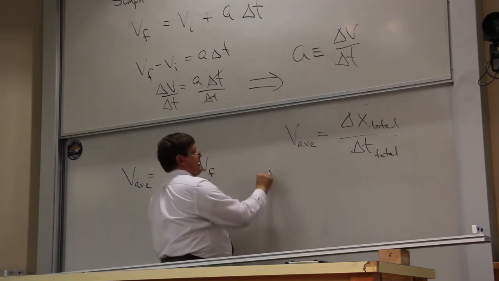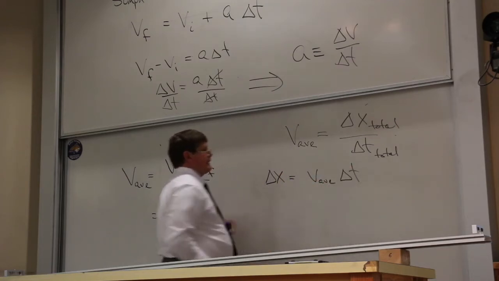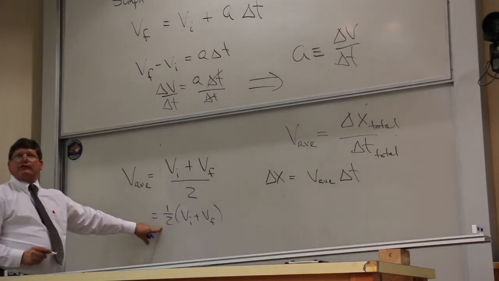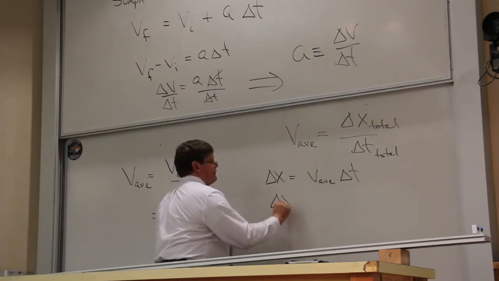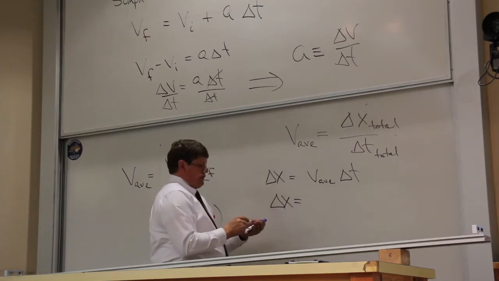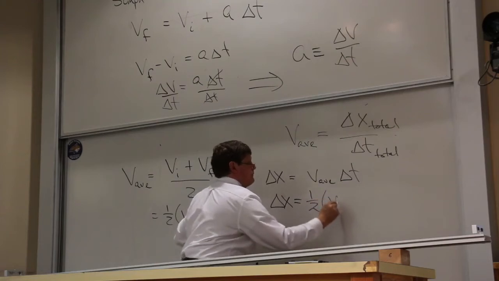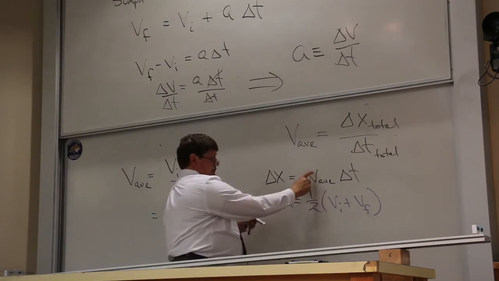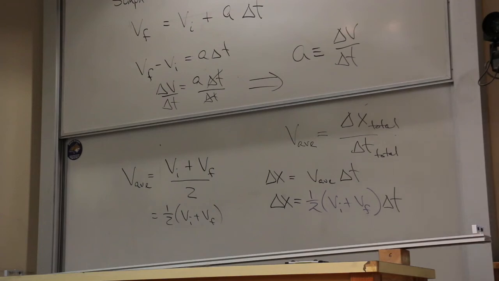Now, I could rewrite that as delta x is equal to V average delta t. But V average, remember, is just halfway between the slowest and the fastest if we have constant acceleration. So I can rewrite this as delta x is equal to, I'm going to use a different color here. That's my V average, that's this thing here, times the time. And that, my friends, is the second kinematic equation.